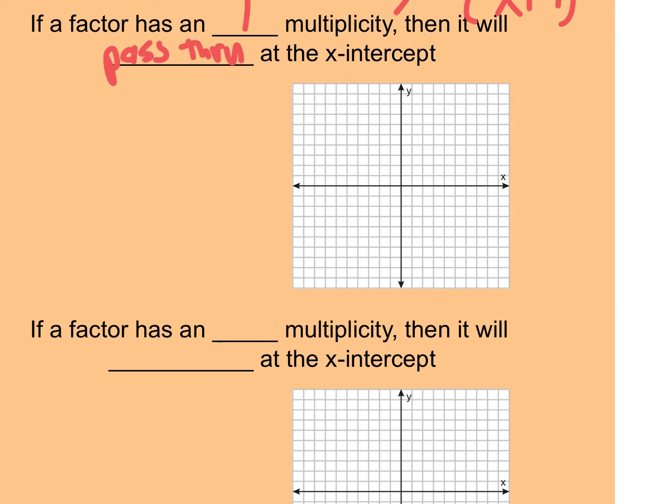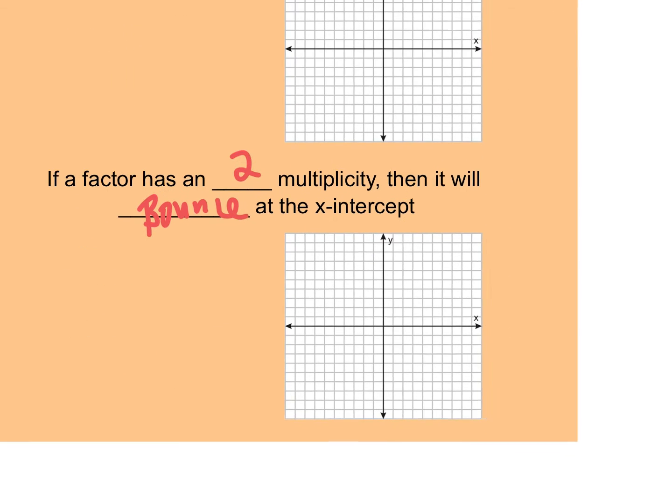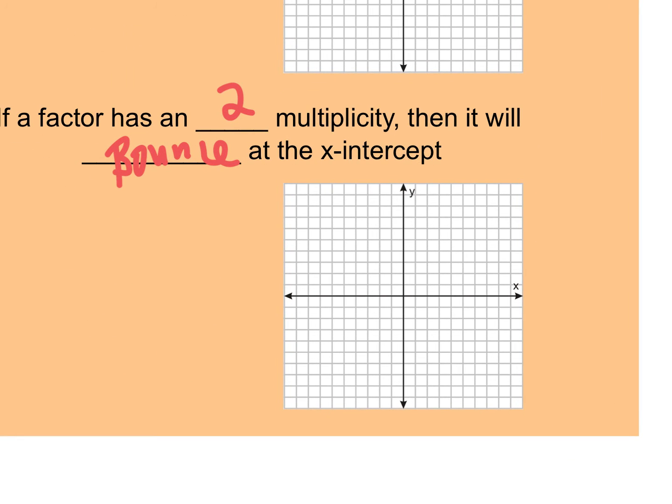If a factor has a blank multiplicity, let's say a 2 multiplicity, now you should be able to know the next word. Then it will blank. Say it. Come on, don't be shy. If it's got a 2 multiplicity, then it will what? Bounce, thank you. And if I had a third one, a 3 multiplicity, do you guys remember what 3 goes with? Snake.